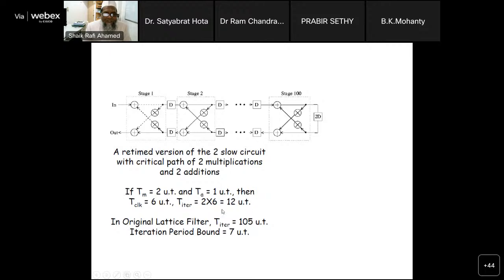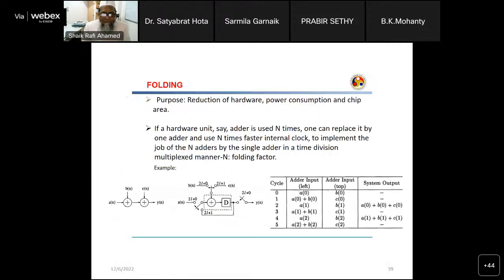then in case of the original lattice filter, it was 105 units, whereas in case of the retimed filter, it is 12 units only. There is a great reduction in the critical path time, thereby a great improvement in the throughput of the system. So this is a main example of retiming, the opposite operation to that of unfolding.